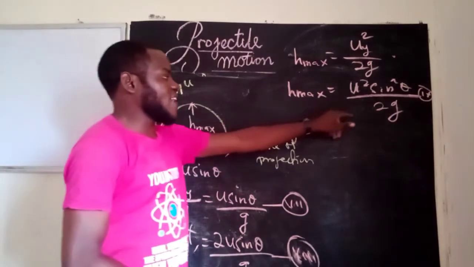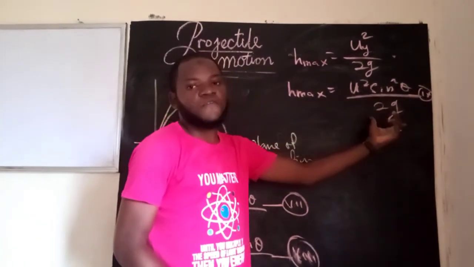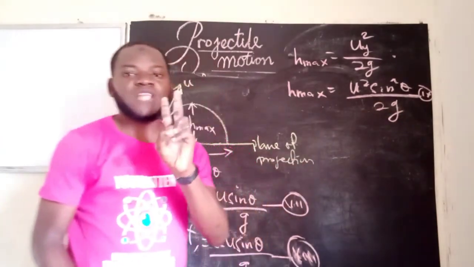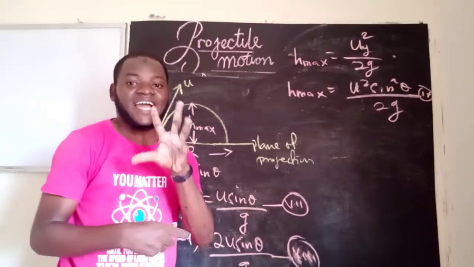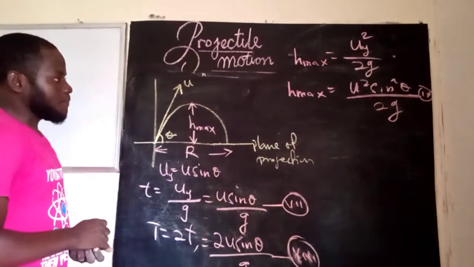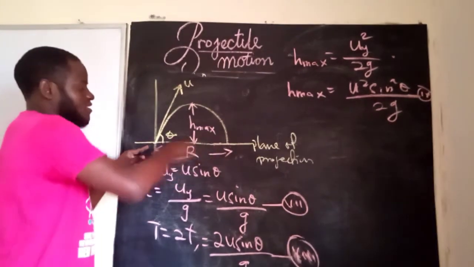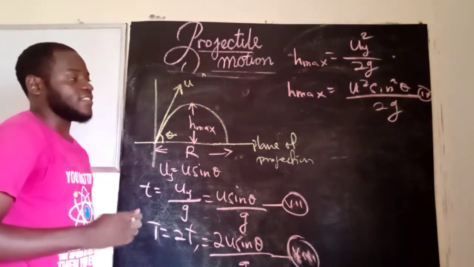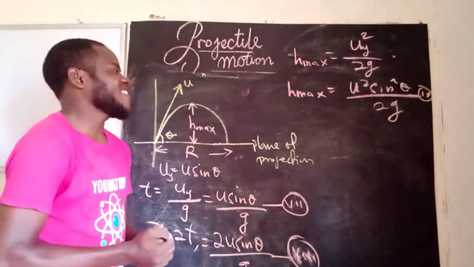So our maximum height now is u squared sine squared theta over 2g for a two-dimensional projectile, or a motion at an inclined angle. Okay, let's now talk about the distance traveled horizontally. That is the range, the maximum distance covered horizontally. So let's see.